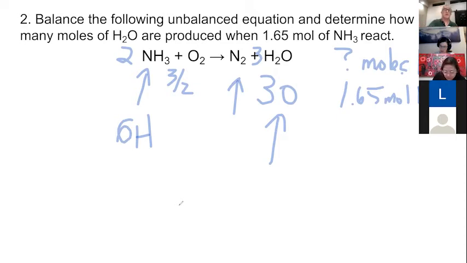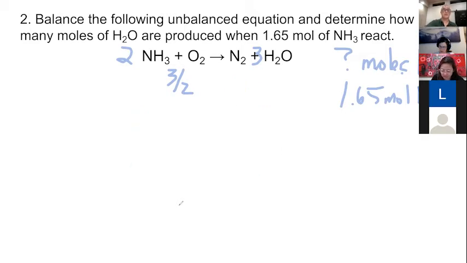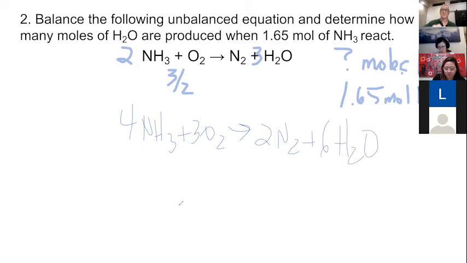I mean, we could multiply everything by 2 so that we have whole numbers. And if we did that, we would have 4 NH3 plus 3 O2 make 2 N2 plus 6 waters. So we can do that if we're uncomfortable with fractions, but we can have fractions if we're dealing with moles. So don't feel bad if you have fractions.